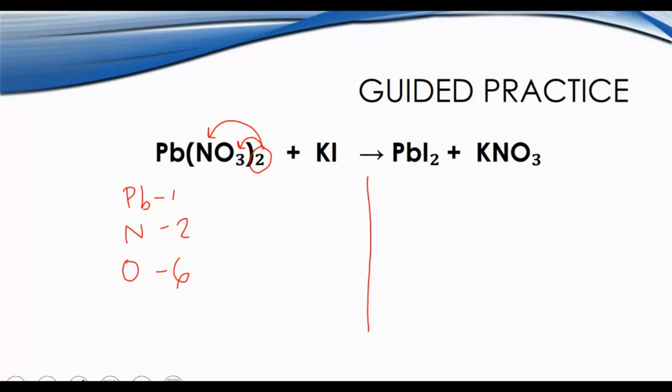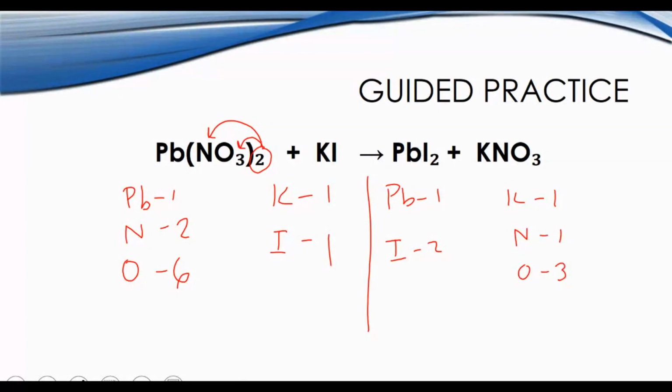Let's keep going with our list. We have potassium and we have iodine. Potassium, there's only 1. Iodine, there's only 1. Let's go to the product side. We have Pb, there's only 1. We have iodine, there are 2 of them. K, there's only 1. Nitrogen, there's only 1. And oxygen, there's 3.